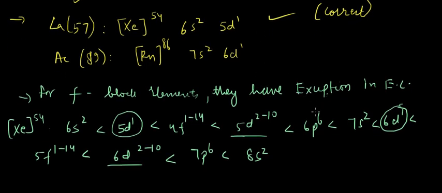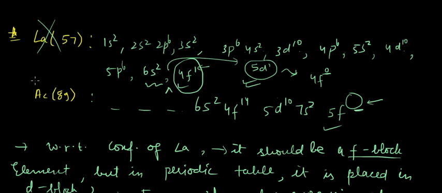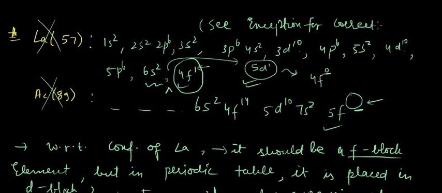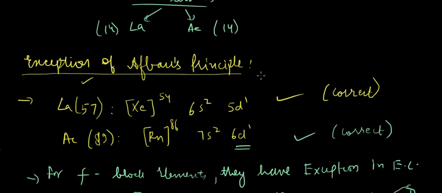Similarly for actinide, we would be seeing that after 7s2, 6d1 would be filling instead of 5f1, hence this would be the configuration. This is the correct one. Both the above two configurations are wrong ones. This and this are wrong configurations. So see the exception for the correct configuration, due to the exception that after 6s filling, 5d1 would be filling ahead of 4f. So just keep this in mind. This is an important exception.